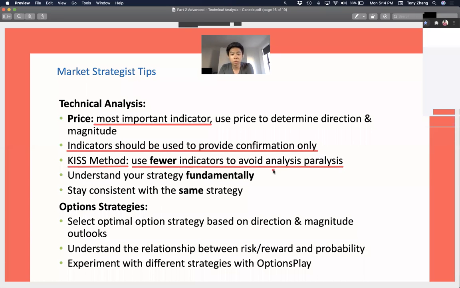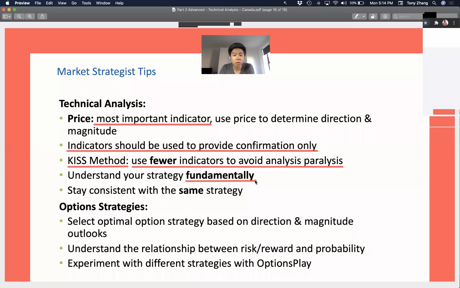So don't use multiple momentum indicators. Just use one. Don't use multiple moving averages. Or if you use multiple moving averages, use the same ones day in and day out. Use the same ones every single day. Don't use the 20-day today and the 50-day the next day and the 200-day the day after. That's how you lead to inconsistent results.